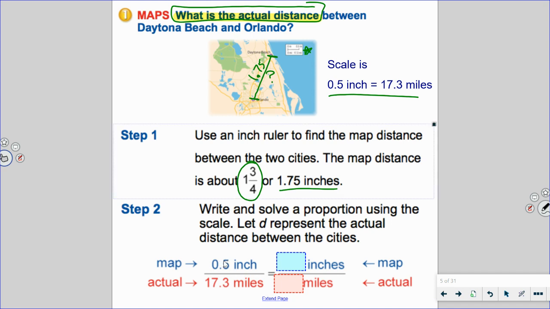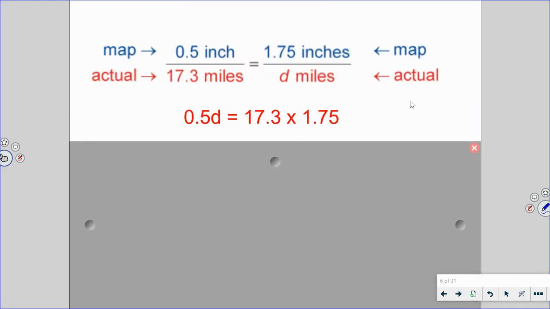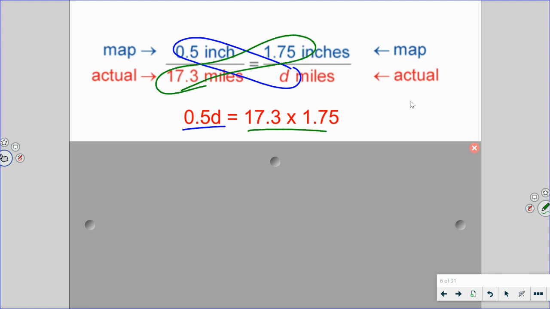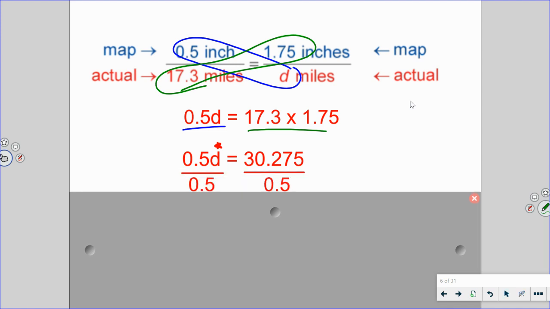Now, where am I going to put that 1 3/4? Well, that's inches. In fact, it's the map. And we set up the map to the actual, just like the map is kind of the new guy and the actual is kind of the original. And there's our missing piece. So from here, we've set a proportion and we know how to solve these. We're simply going to take our cross products. We're going to multiply 1/2 times d. We're going to multiply 17 3/10 times 1 75/100. In so doing, we get about 30, but we don't want to know what 1/2 of d is, so we divide both sides by 1/2.